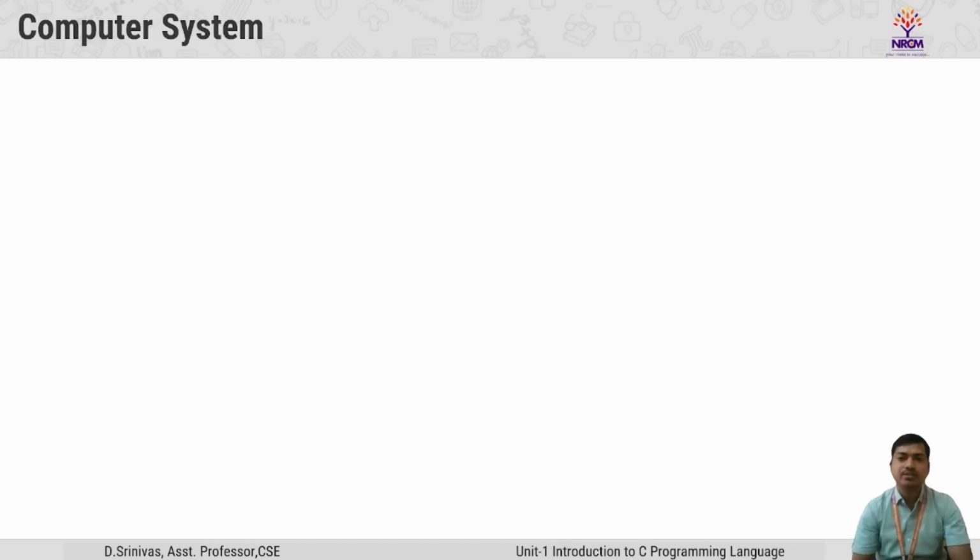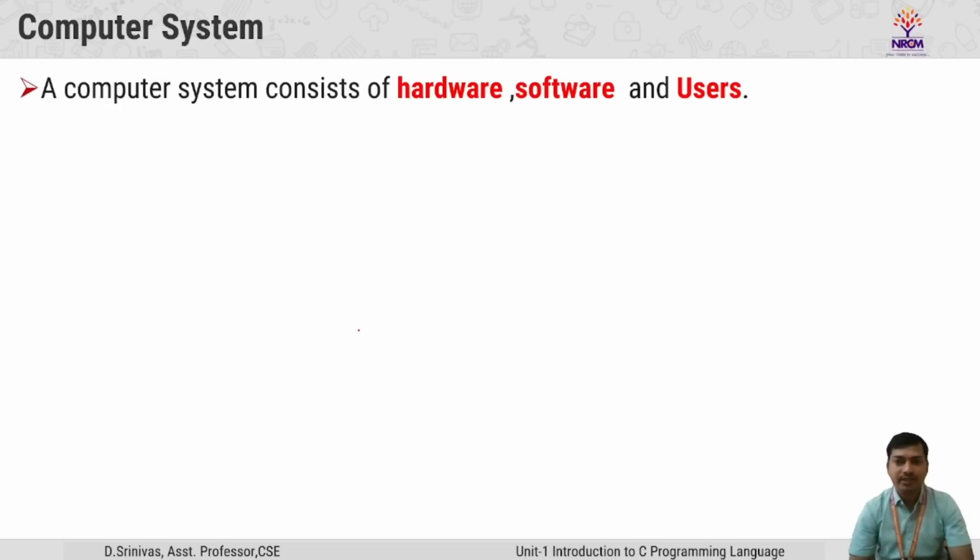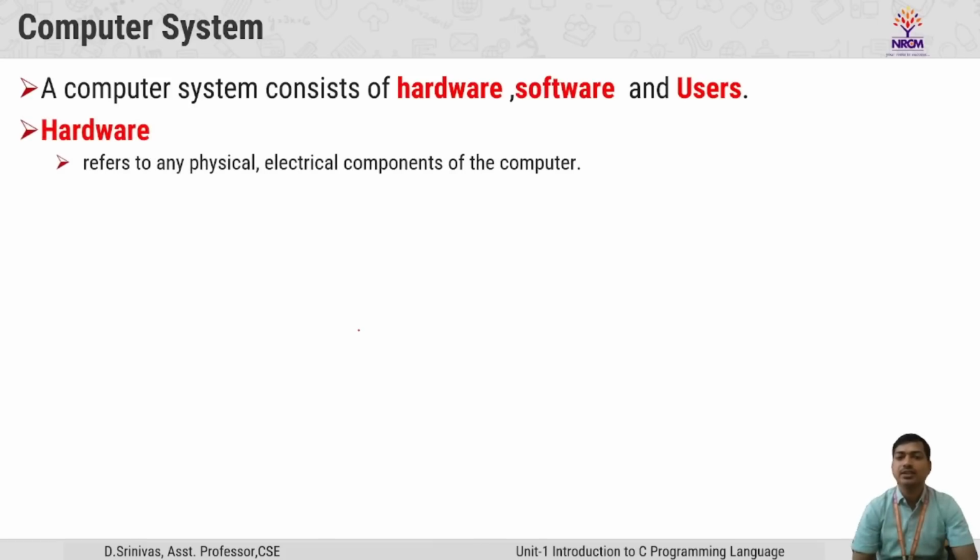So a computer system is divided into three major parts: hardware, software, and users. First, hardware. Hardware is nothing but a physical device, so we can touch and feel it. The parts which can be touched and felt are components of the computer which have electrical components or physically exist. These are called hardware. We can touch and feel it.